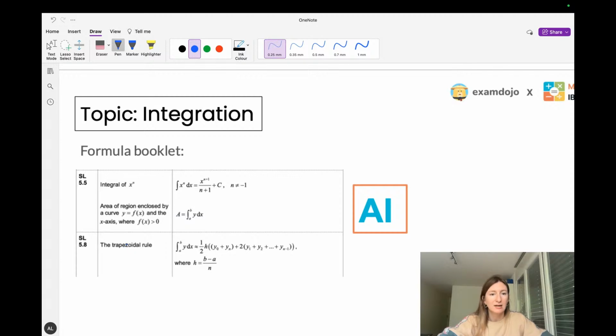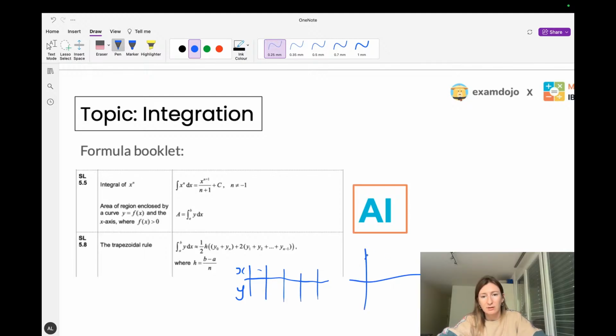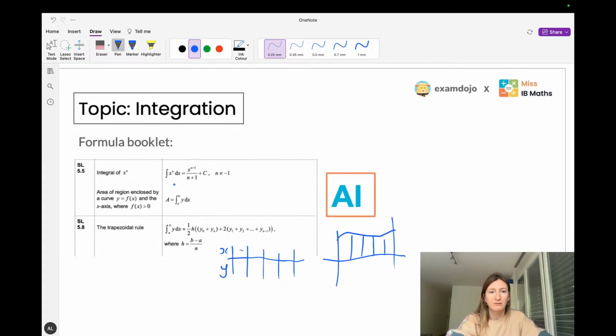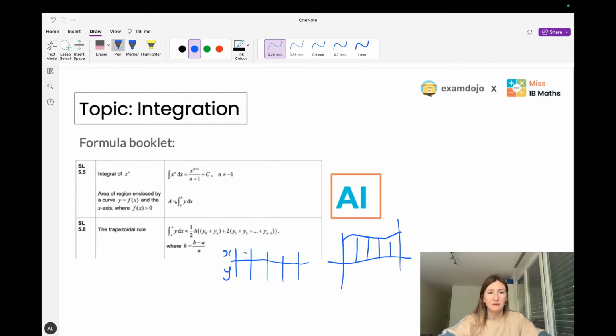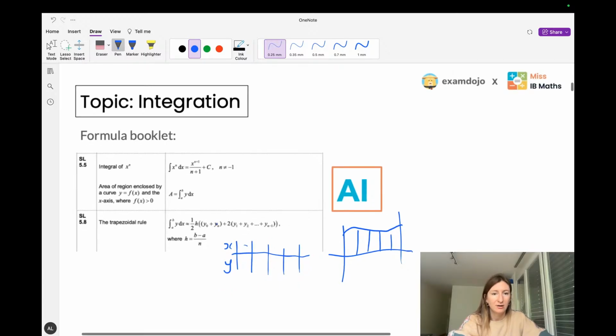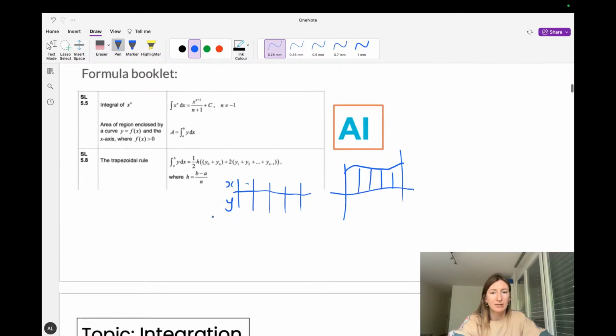And the one extra thing is that in AI SL, you have the trapezoidal rule, which is where you will be given a table of values, like you have your x values and your y values for a curve that's been divided into sections, and you will use this rule. I'm not going to cover that today, but feel free to reach out at Miss IB Maths and I can maybe do a little video for you if you want. I'm happy to do that. If you also want extra sessions, private sessions, feel free to have a look on my website. So that's what we have for AI, not too much in AI because most of it is calculator based.